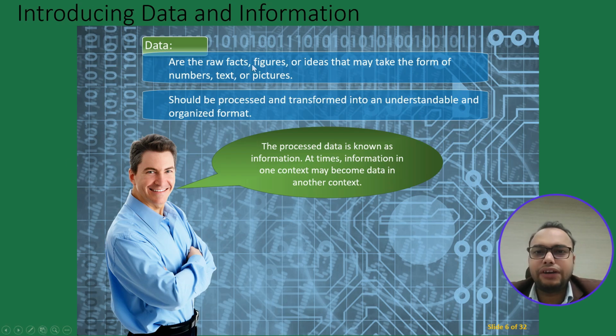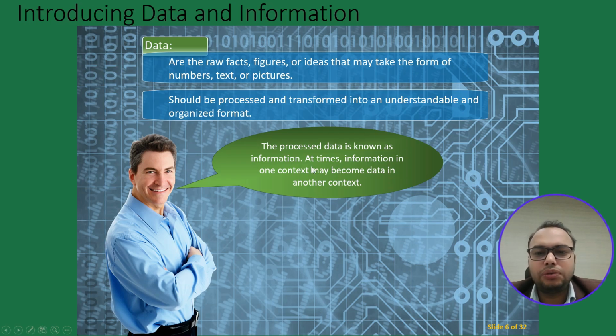So data, as you can see, data are the facts, figures or ideas that may take the form of numbers, text, or pictures, which should be processed and transformed into an understandable and organized format. What do you mean by organized format? Organized format आप किसे बोलते हैं? Organized format, suppose I'm creating data, right? In that data, we have to organize the data in proper alphabetical order, like the names of employees, in proper alphabetical order A to Z, right? Student data or any specific data means any person can look at the data set and they can understand easily. It's well organized, right? It's easy to access, not complicated for the user.